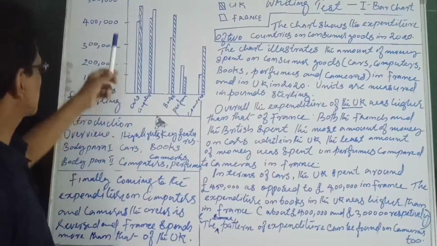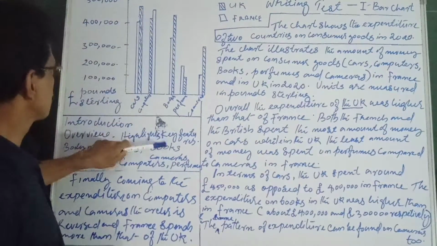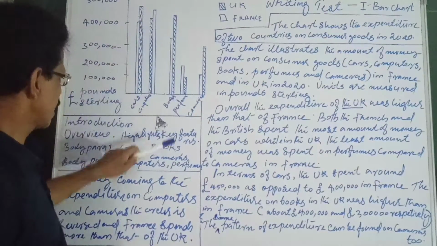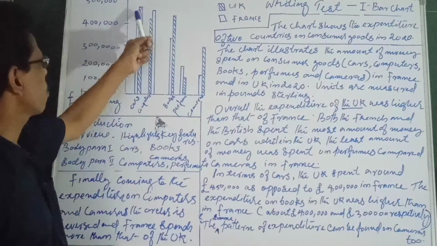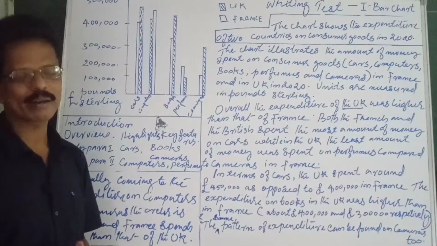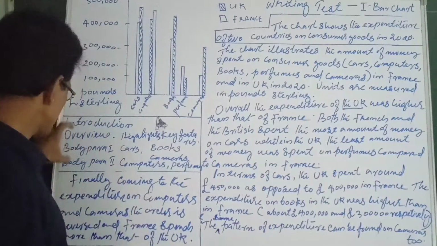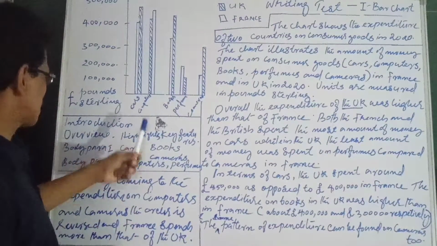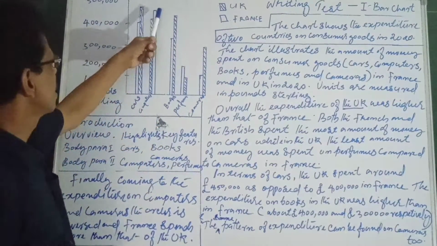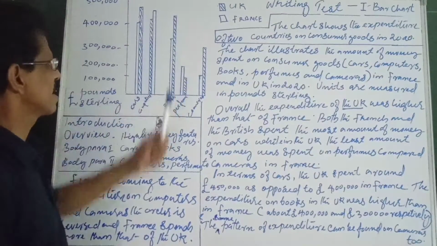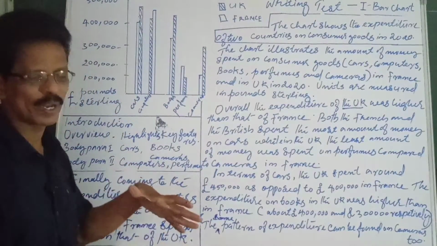See that it deals with the cars, where who spends? UK spends more. Then books, again UK spends more. Then cameras, again UK spends more. Actually, in body paragraph 1 we deal with all the items where the UK spends their money the most. And body paragraph number 2, you can see computers and perfumes, where France spends more amount of money than the UK. So paragraphs 1 and 2 are separated between France and UK.